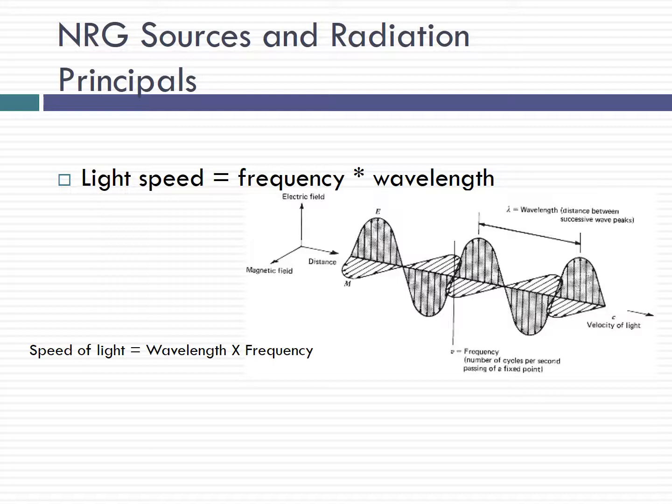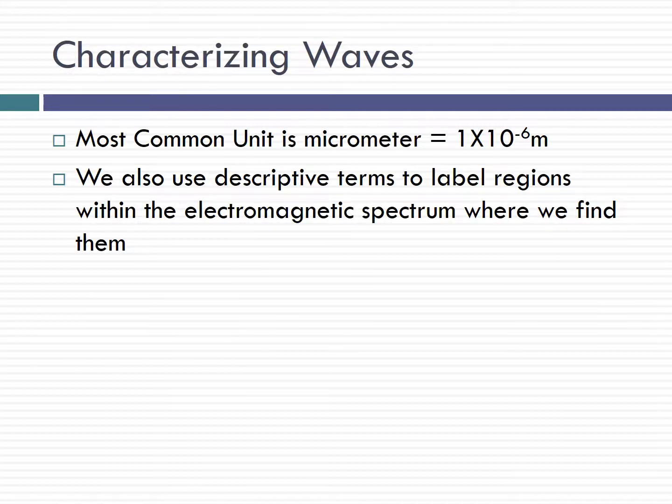Now, since the speed of light is fixed, and we know that however far and however fast light travels, it's really only a product of how long it takes to get from one hump to the next and how far apart those humps are, relatively speaking. And so from that, we can sort of make some distinctions. When we talk about waves, we generally use micrometers. We also use descriptive terms to label specific regions within the electromagnetic spectrum where we find things. And we'll talk more about those specifically in a bit.